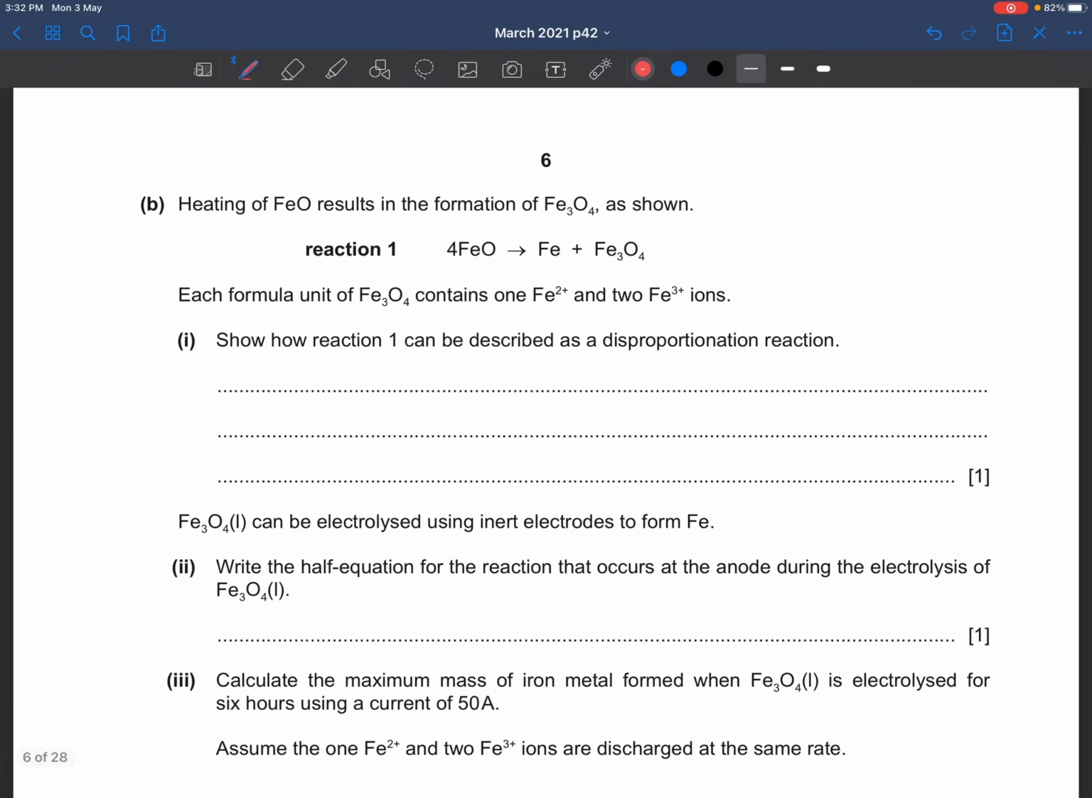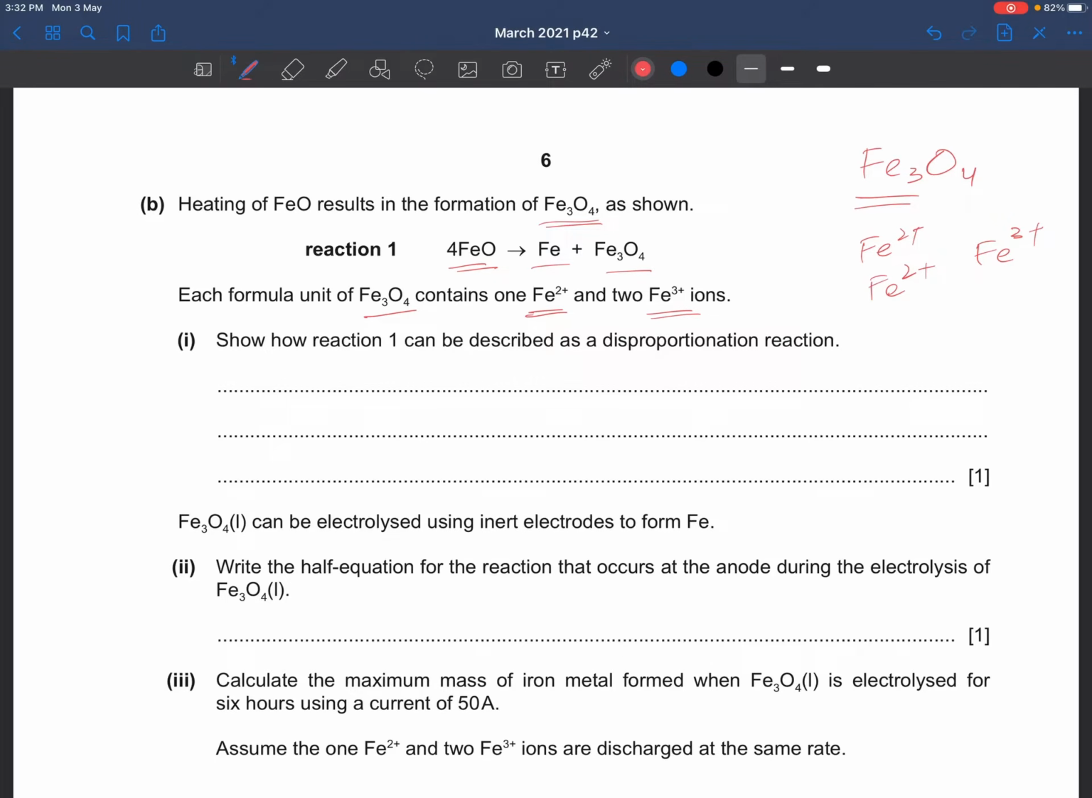Next is heating of FeO results in the formation of Fe3O4 as shown. When we heat iron 2 oxide, we get iron and Fe3O4. Each formula unit of Fe3O4 contains 1 Fe2+ and 2 Fe3+ ions. Right, so they are saying that in 1 Fe3O4, there are a total of 3 iron. 2 of them are in +2 oxidation state and 1 is in +3 oxidation state.